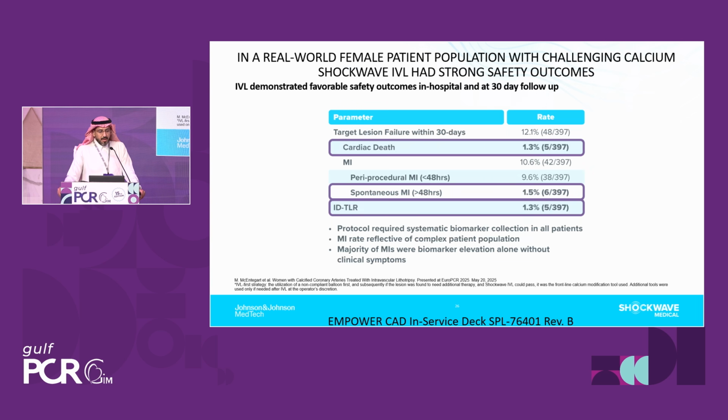So IVL demonstrated favorable safety outcomes in hospital and at 30 days follow-up. The target lesion failure within 30 days is 12%. The cardiac death is less than 2%, it is 1.3%. And spontaneous MI more than 48 hours from the index procedure is 1.5% only. The protocol requires systematic biomarker collection in all patients. The MI rate reflected the complex patient population, and the majority of the MIs were biomarker elevation alone without clinical outcome.